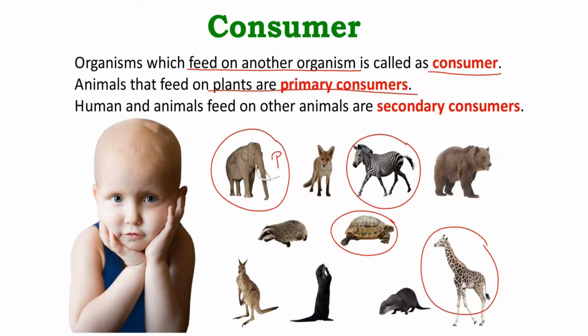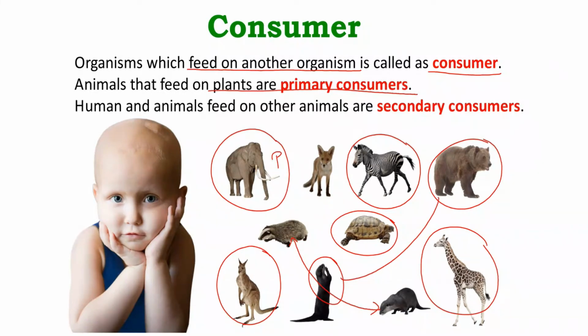This animal also eats what? Giraffe, plants, leaves of plants, also a primary consumer. Kangaroo feeds on plants, primary consumer. These small animals also feed on seeds, but sometimes can eat some animals. Bear eats animals and plants, and also these 1, 2 and 3 can be secondary consumers. Why? Because they feed on animals, not directly on plants.